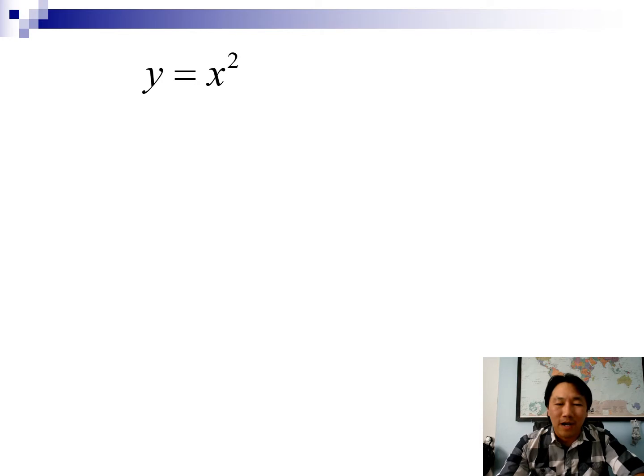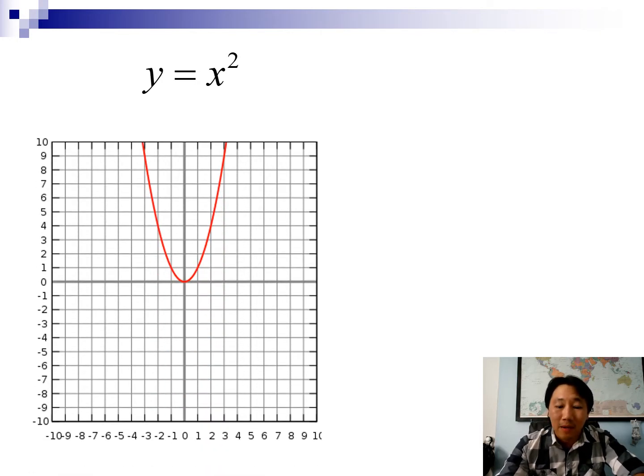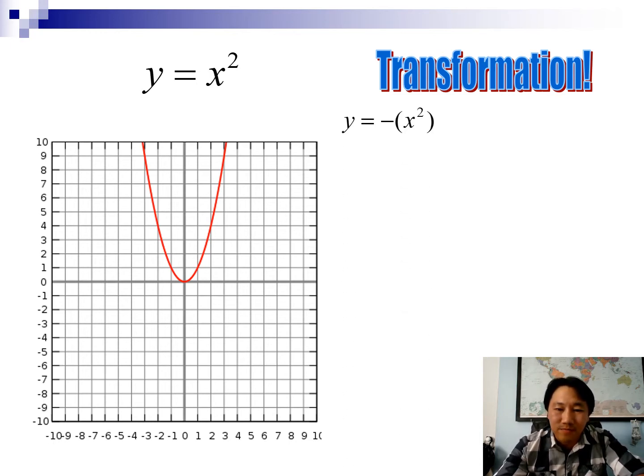Here we have y equals x squared. We will call that the parent graph. We all know that x squared is just a parabola. It's a nice happy parabola with the vertex at 0, 0. For today's lesson, we're just going to transform it. Basically, we're going to move it around using its original parent equation, y equals x squared.